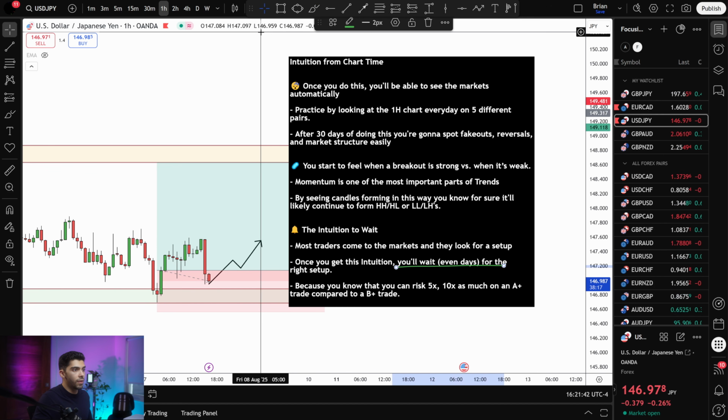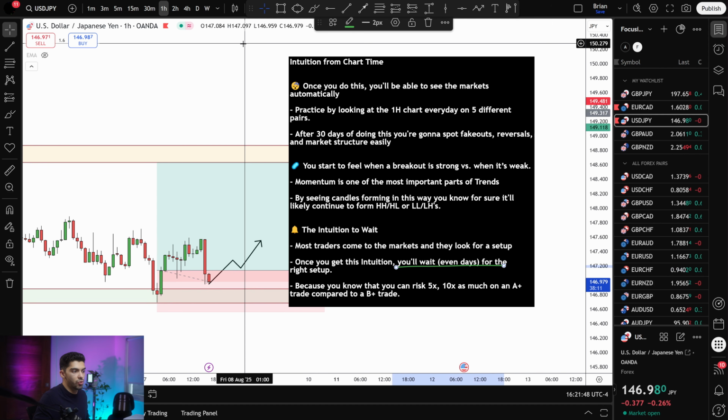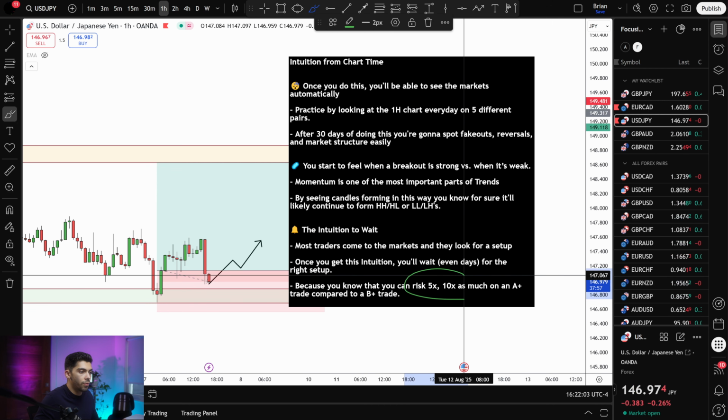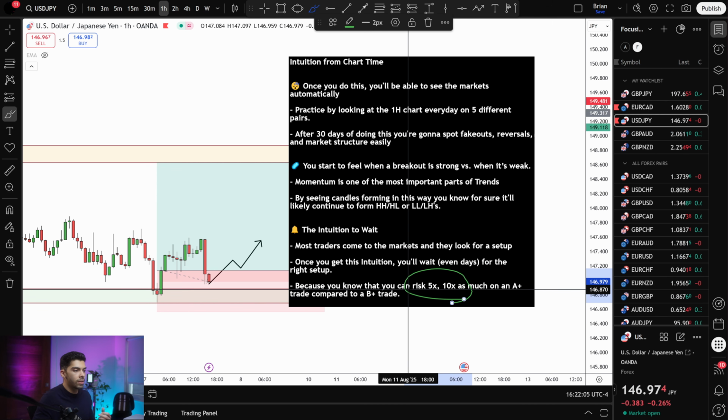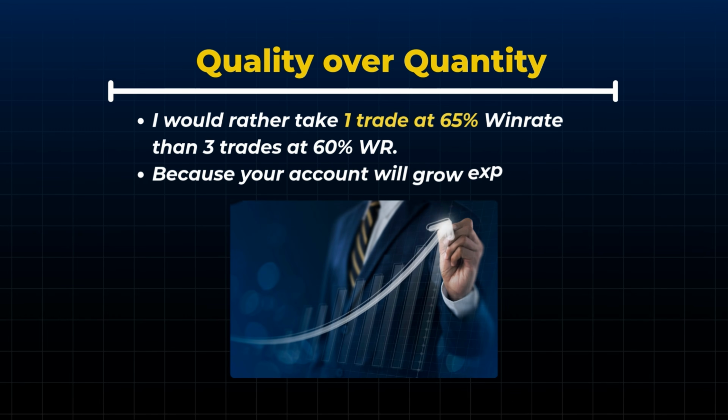If you guys follow me anywhere, you'll know that I'm not taking 5 trades a week. I'm not taking 10 trades a week, 15 trades. I'm only taking about 1, 2, sometimes 3 trades per week. And it means that sometimes in between those trades, I'll have to wait a couple of days for the right setup, because I understand very well that I can risk 5x, 10x as much on an A plus setup as I can on a B plus setup.